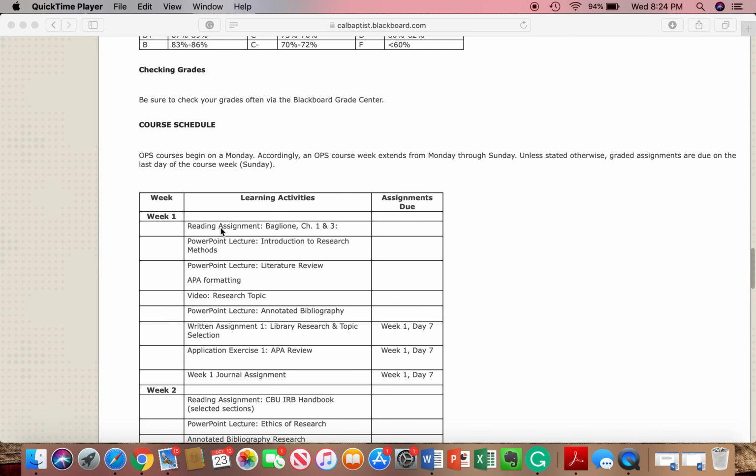We have the course schedule here. It's broken down into weeks, and you'll see that assignments are week 1, day 7. So, like many of the classes here in OPS, we work on a weekly calendar. Our week starts on Monday and ends on Sunday. So all of our assignments are due by Sunday at 11:59 p.m. They are considered late if they are turned in Monday at 12:01 a.m., and I'm pretty strict about that. That gives us 7 days to complete an assignment.